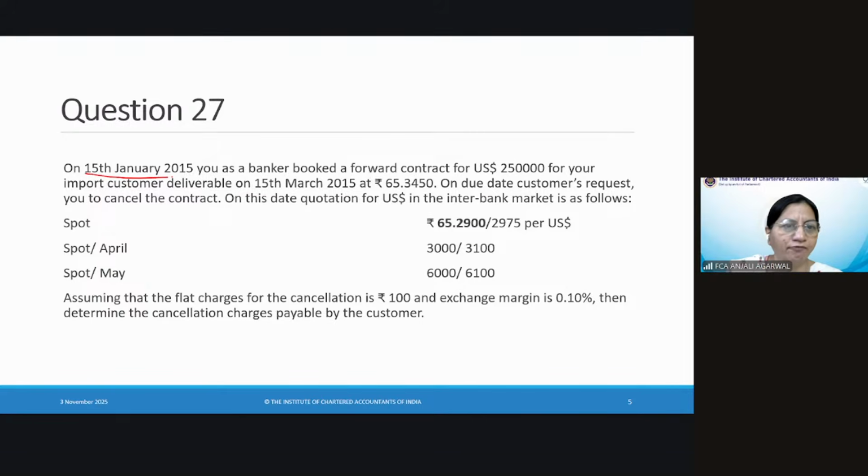So, for example, 15th January 2015, you are a banker. You have booked a forward contract for $250,000 for your import customer. Delivery on 15th March 2015. So looking at all this, from Jan, Feb, March, we have 2 months. Second thing, the customer is an import customer. So an importer needs foreign currency.